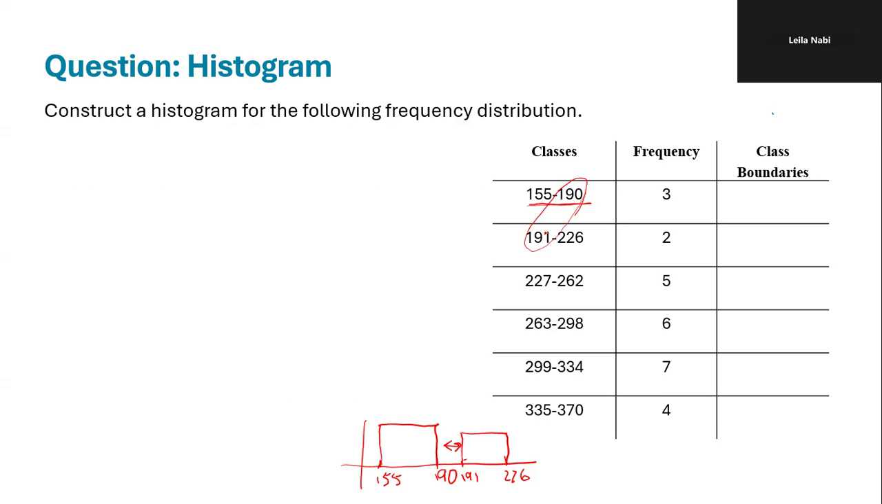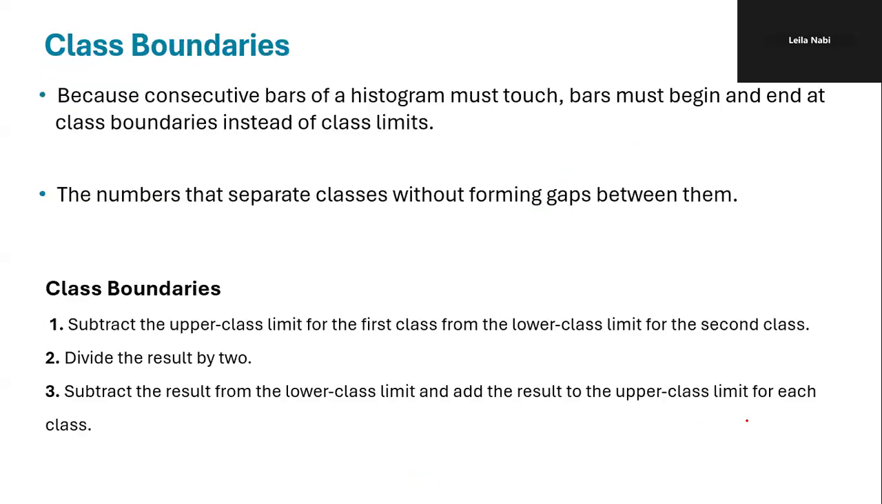So that means I subtract the upper class limit of the first class from the lower class limit of the second class. And if I subtract 190 from 191, I get 1. And this gap must be divided by 2, which gives me half, or 0.5. And then I add this half of this gap, which is 0.5, to the first class and add the other half to the second class to fill the gap. So that's why I put these steps here.